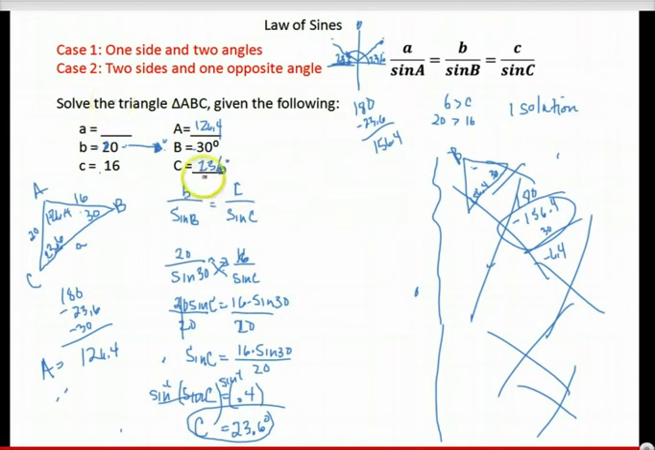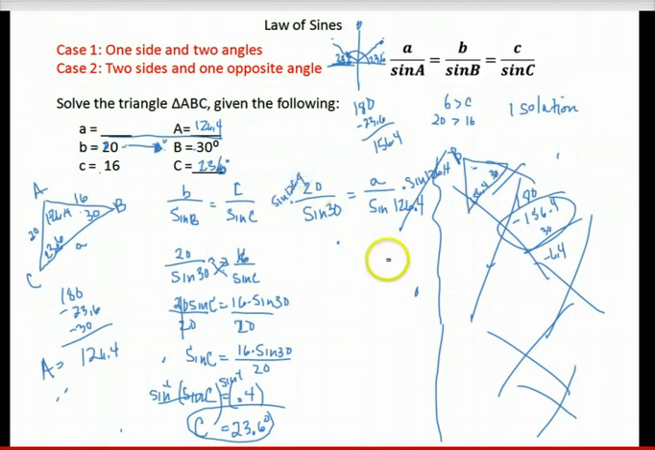We need to find side length A. So again, I'm going to start with the two values I was given so that there's no rounding and it's most accurate. So I have b over sine B, which is 20 over sine 30, equals a, which I don't know, over the sine of angle A, which happens to be 126.4. We want to go ahead and solve this. So a is on top, so all I have to do is multiply both sides by sine 126.4. And then I will have my answer that a is 20 times the sine of 126.4 all over the sine of 30.